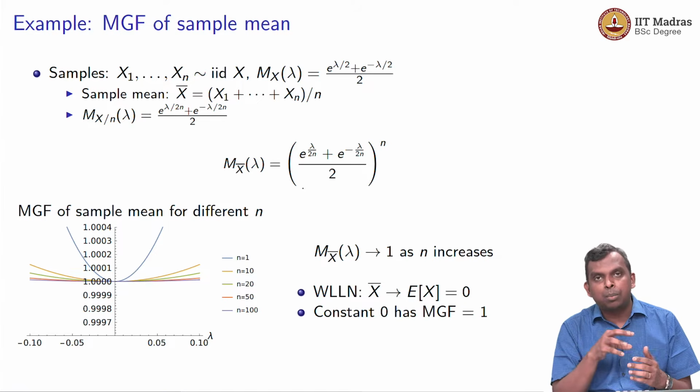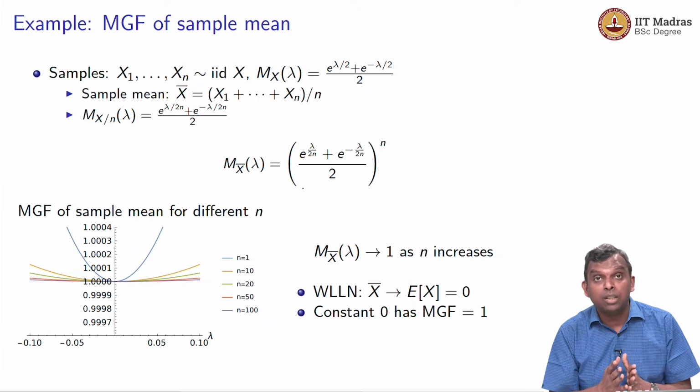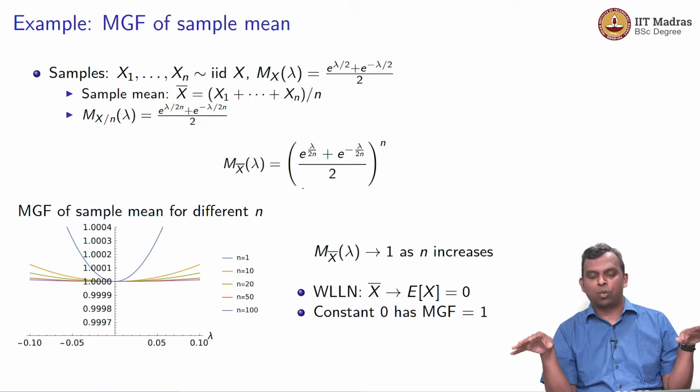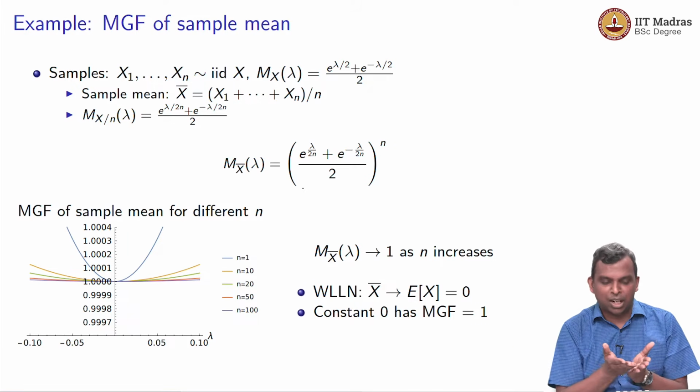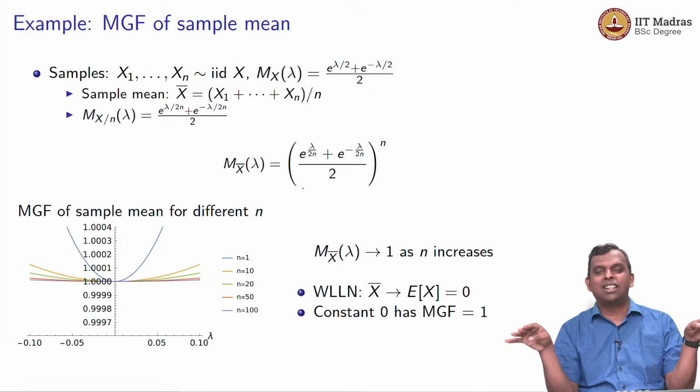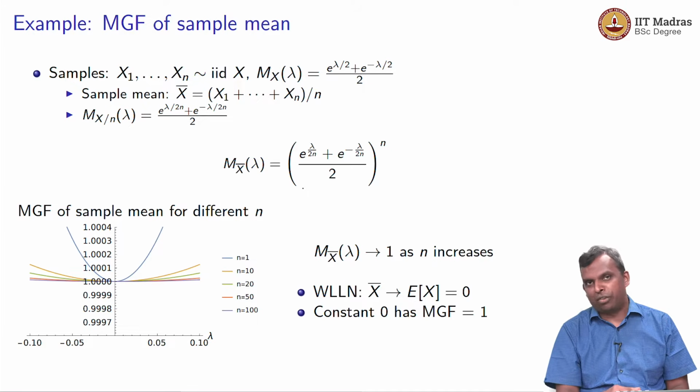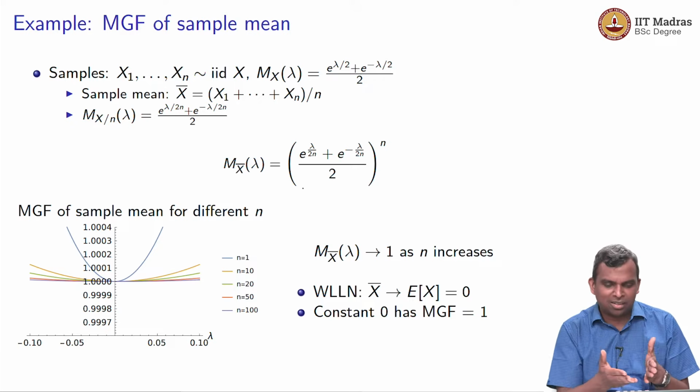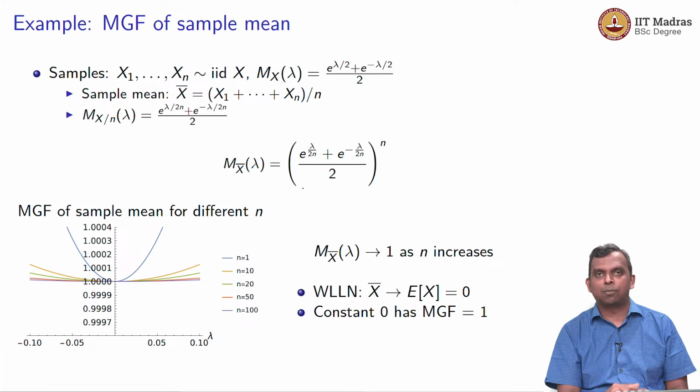And what is the MGF of the constant 0? It should be the flat function 1. So this MGF is actually converging to the flat function 1, which is the expected value of x. So it's not very surprising, but look at this very nice picture that you can draw with this.